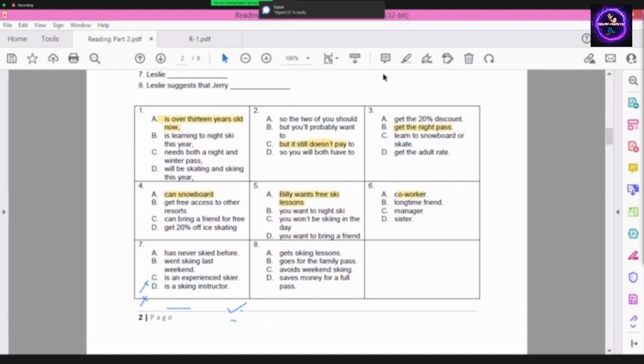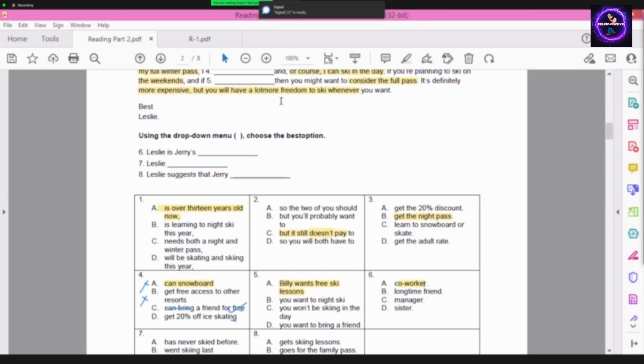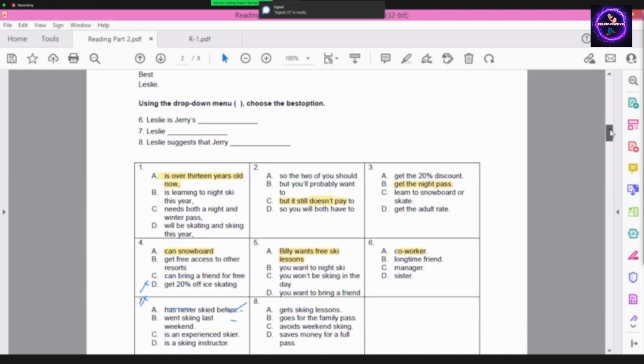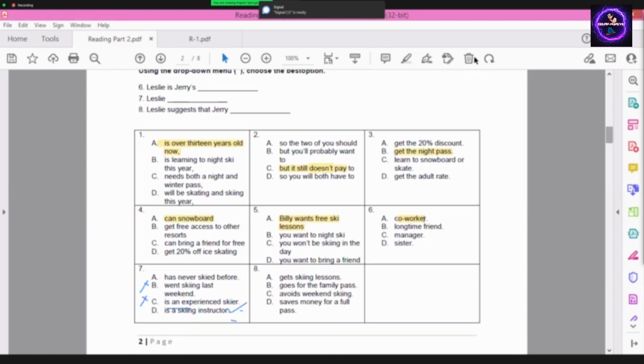One second. It doesn't say avoid weekend skiing. He says, if you want to go for weekend and also others, so do that. Saves money for a full pass. I think he says get the full pass, right? In the last part he's trying to suggest that he get the full pass because it gives him a lot of freedom. It's expensive. He's not asking them to go for the family pass because it's more expensive. So that also is gone.